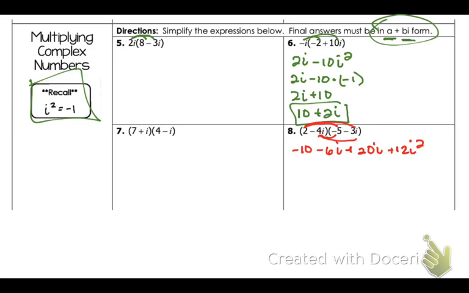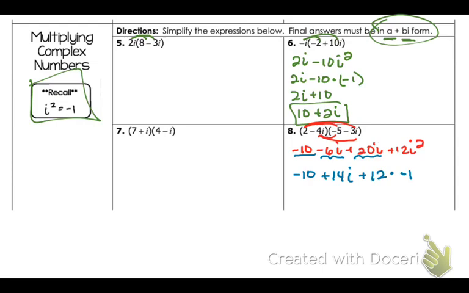I'm going to combine like terms. So now the negative 10, I cannot combine with anything. I'm going to leave it alone. The negative 6i and the positive 20i, I can combine. I'm going to actually be left with positive 14i. And then we're left with 12i squared. But remember that that 12i squared is the same as earlier. Hopefully you know by now. It's a negative 1.